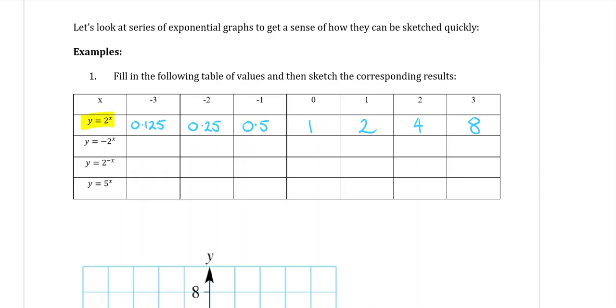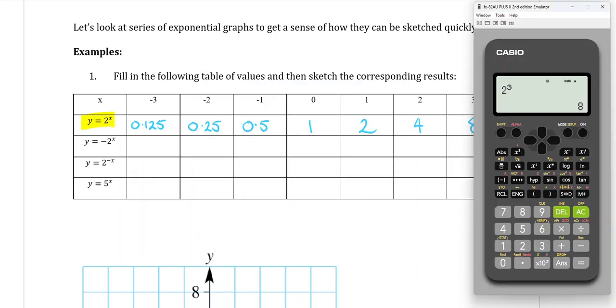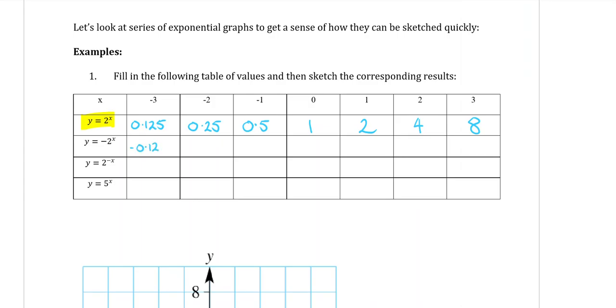The next one is y equals negative 2 to the x. What happens when we put that minus sign in? If we go back to the very first value, which was x is minus 3, we have minus 2 to the power of negative 3. So what happens is I end up with the same number, but it now makes them all negative. So it's negative 0.125, negative 0.25, negative 0.5, -1, -2, -4, -8.